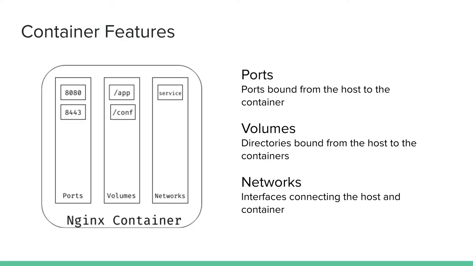And then the last thing is networks. Every container has its own IP address and its own associated interface, depending on how you've configured it. This segregates it from the host so you don't have the same ports and IP addresses on the container. This is good because you don't want to start a container with port 80 and then all of a sudden your host has port 80 open for no reason.